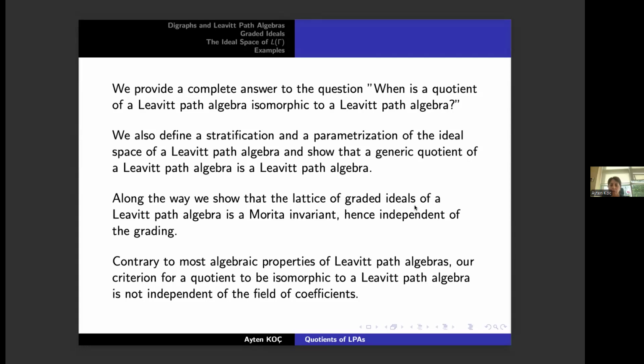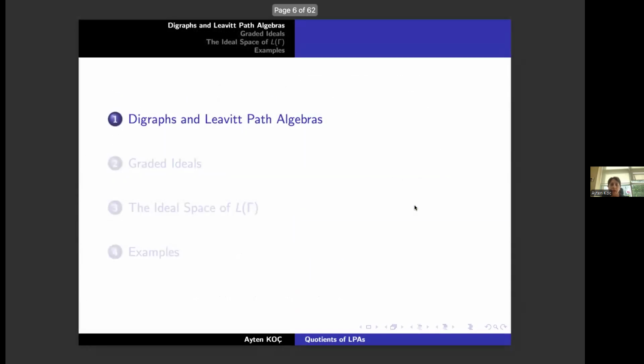Contrary to most algebraic properties of Leavitt path algebras, our criterion for a quotient to be isomorphic to a Leavitt path algebra is not independent of the field of coefficients. Now let's fix some notation.